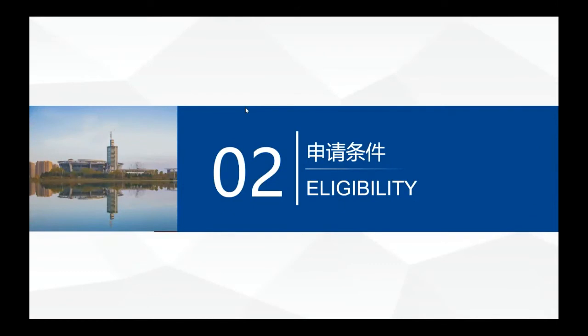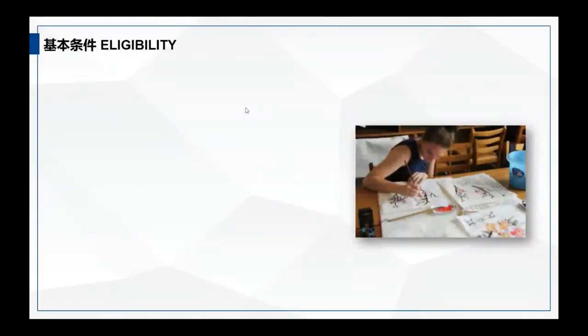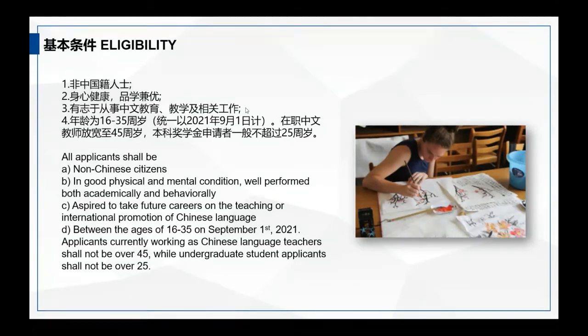In the second part, we will focus on applicants' eligibility. Here are the 4 basic principles regarding the nationality, health situation, age, and future career plan. Please check to confirm that you are up to the standard before applying.